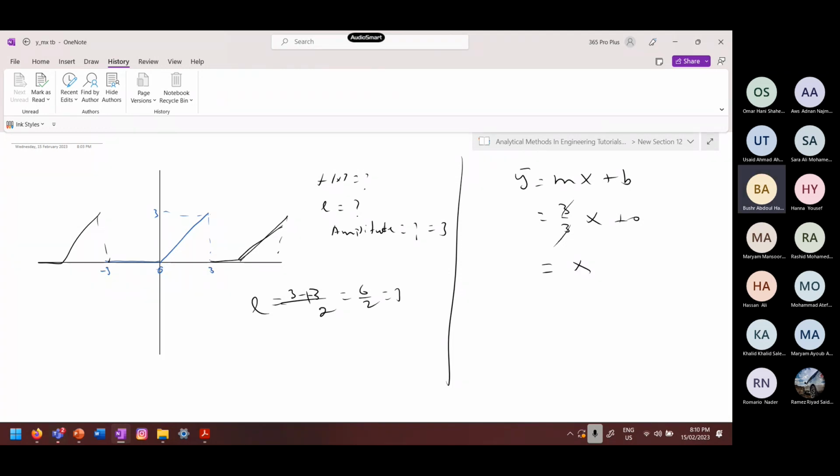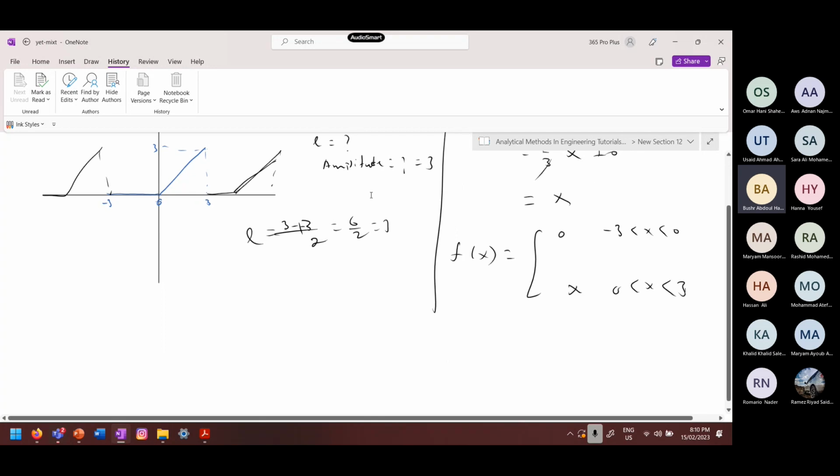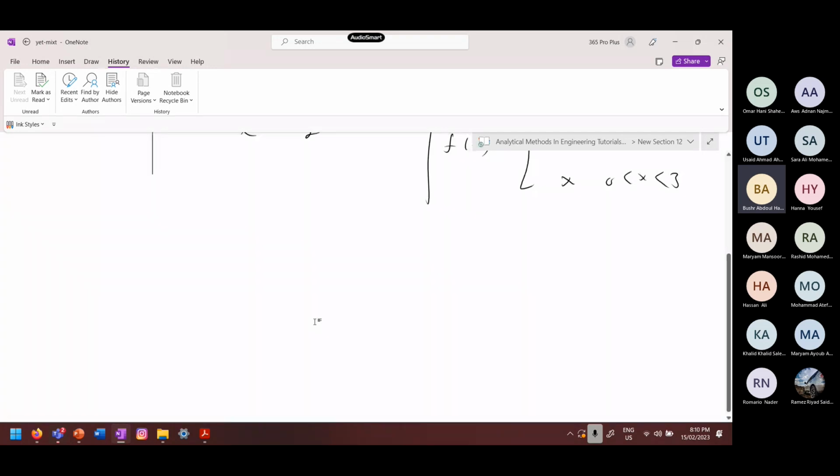That's the function of y. As for this one, it's clearly a 0. So when you're asked to write the function, it's f of x equals 0 for -3 < x < 0, and x for 0 < x < 3, writing the intervals for each one of them. That's the whole function. Okay, maybe for slightly different functions, let's say that you're given this function.